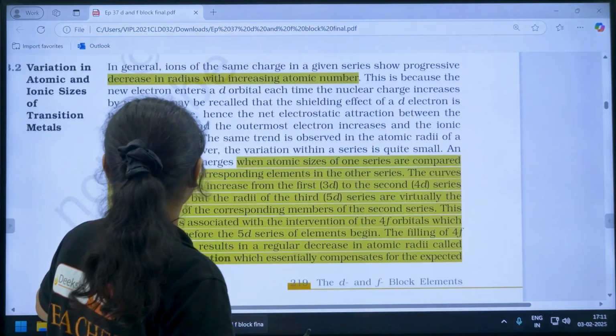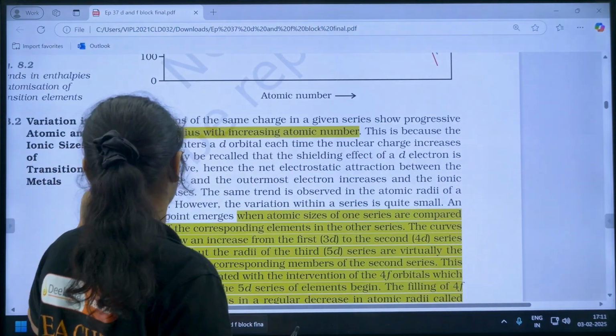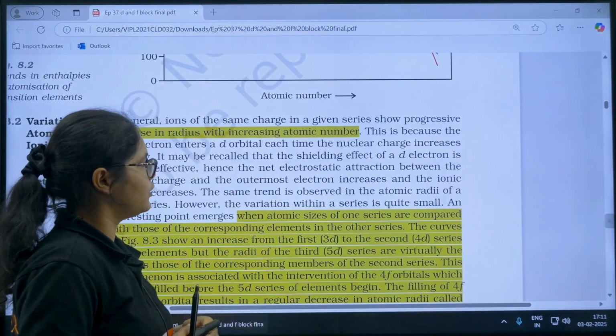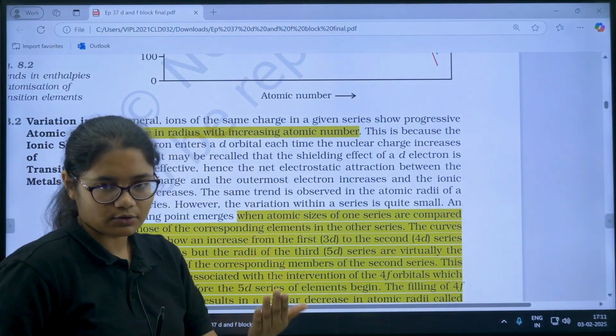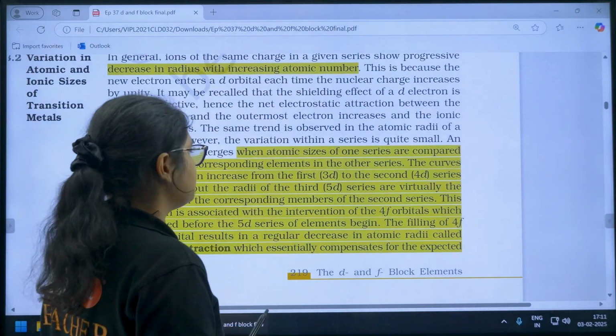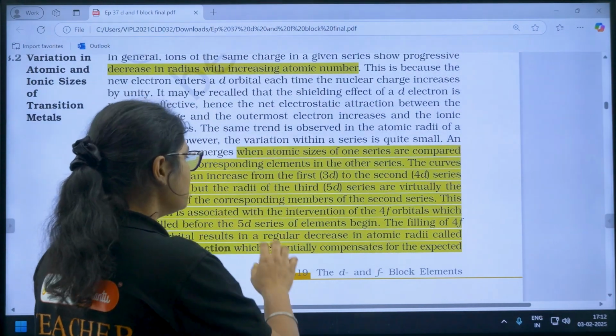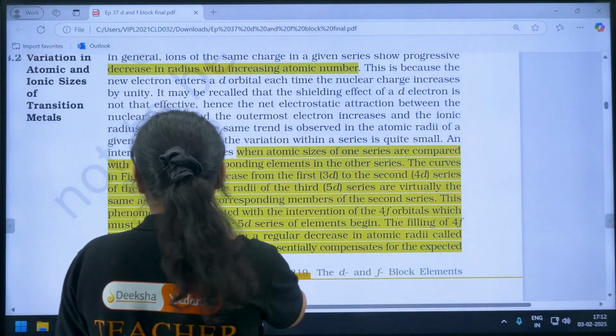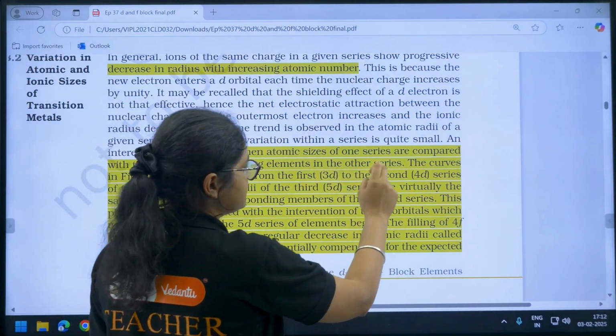Next, we have the atomic size. It decreases in radius along with the increasing atomic number. So along the period what happens is given here. Next, this is important: when the atomic sizes of one series are compared with those of the corresponding elements in the other series.